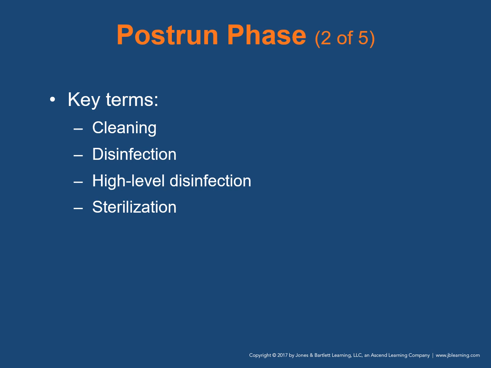Some key terms of the post-run phase. Cleaning: the process of removing dirt, dust, blood, or other visible contaminants from a surface or equipment. Disinfection is the killing of pathogenic agents by directly applying a chemical made for that purpose to a surface or equipment. High-level disinfection is the killing of pathogenic agents by the use of potent means of disinfection. And sterilization is a process, such as use of heat, that removes all microbial contamination. One example would be an autoclave.